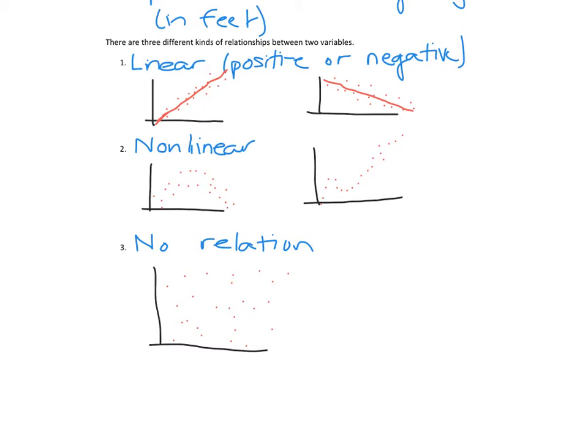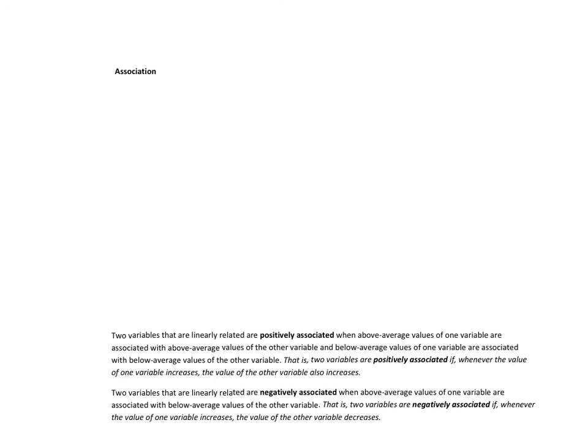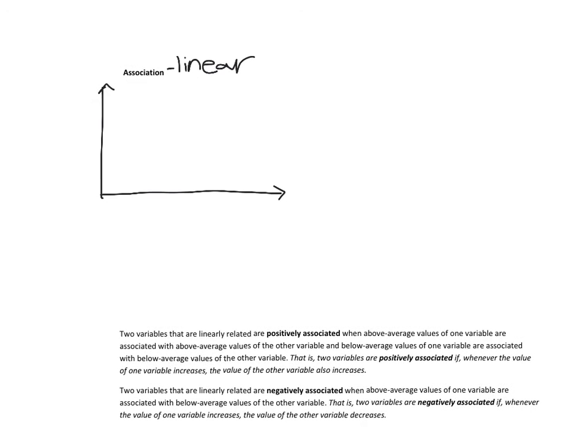Okay, so like I said, we're going to be focusing on the linear relationship. And we're going to focus on positive or negative. And we're going to call that association. So the association is for linear relationships. And we can have a positive association or a negative association. All right, so let's break that down. We'll draw two.